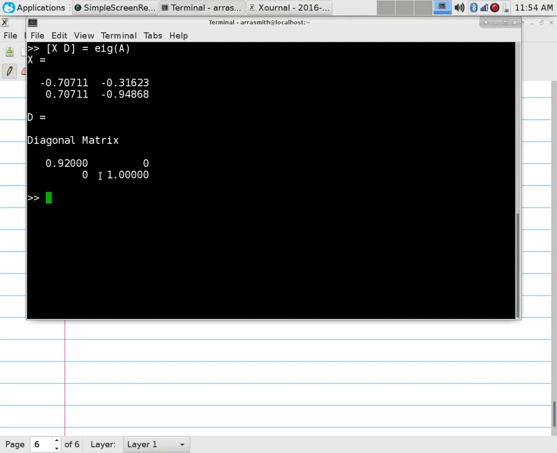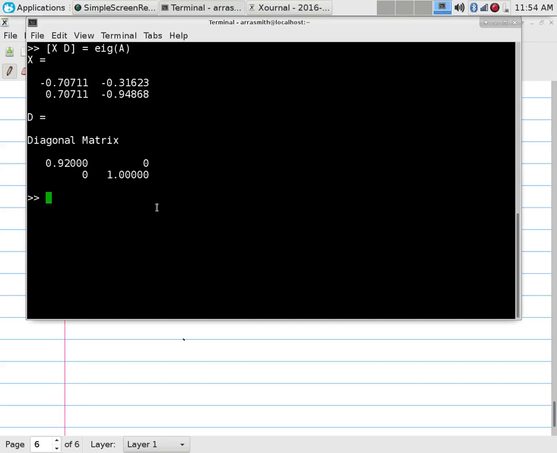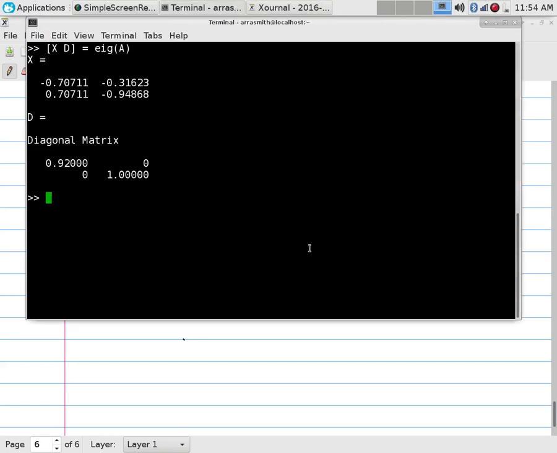Well, all right, fine. And so what we found was lambda 1 was equal to 0.92, and x1 was equal to minus 1, 1. And then what's lambda 2? Now here's kind of an interesting thing. It says 1.0000, so it's a little off, but you would just say, I bet it's 1, right? I'll assume it. What do you think x2 is? What do you notice about those two?